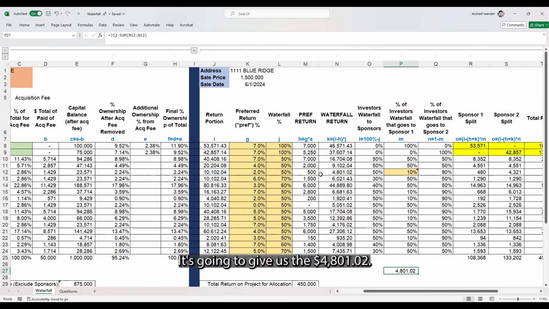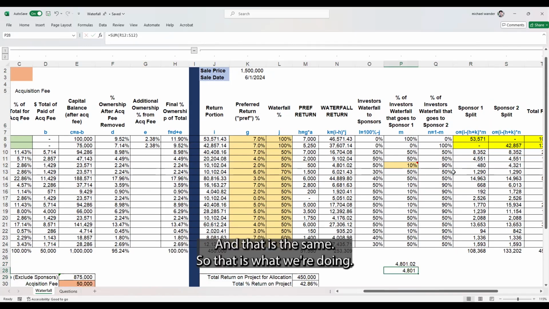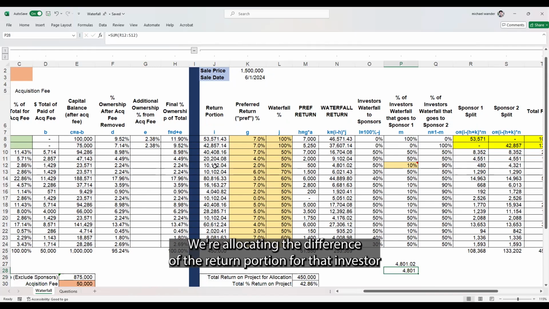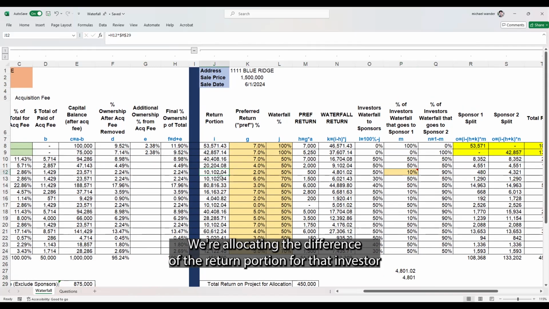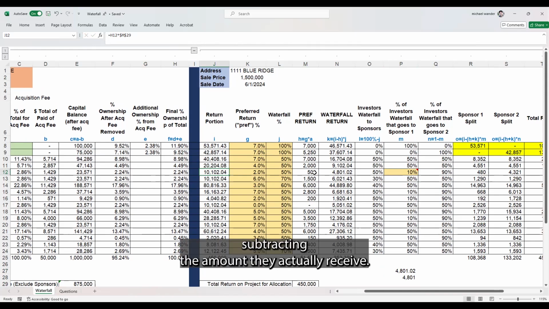It's going to give us the $4,801.02. And we're going to look at the sum over here as well, just to see what they're equal to. And that is the same. So that is what we're doing. We're allocating the difference of the return portion for that investor, subtracting the amount they actually receive. That difference we're allocating between the sponsors.